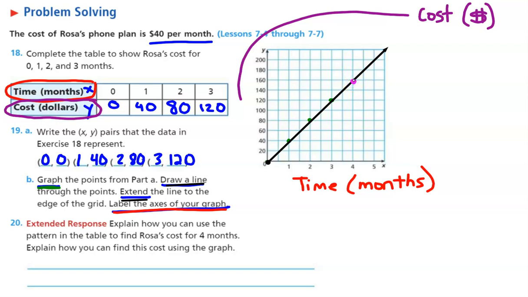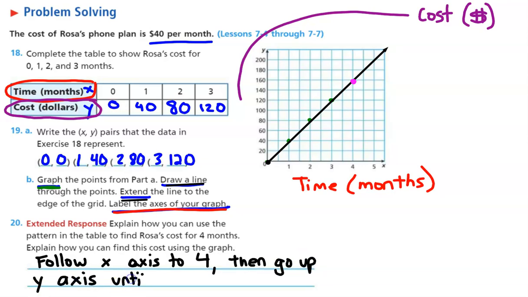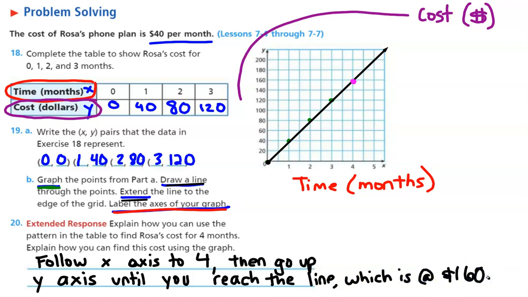Okay, so the way you could write that, we could say, follow the X axis to 4, then go up the Y axis until you reach the line, which is at 160. Something along those lines is totally fine. Mine says much more fancy things, but I'm totally fine with that.